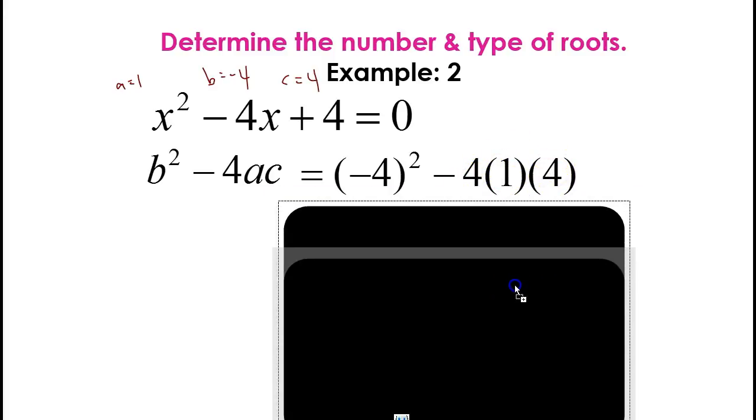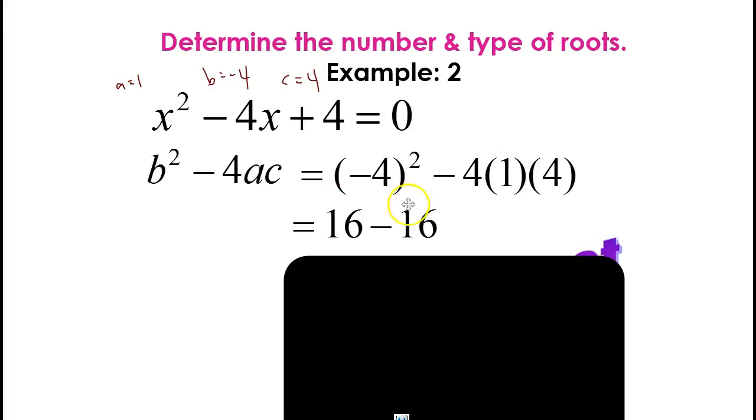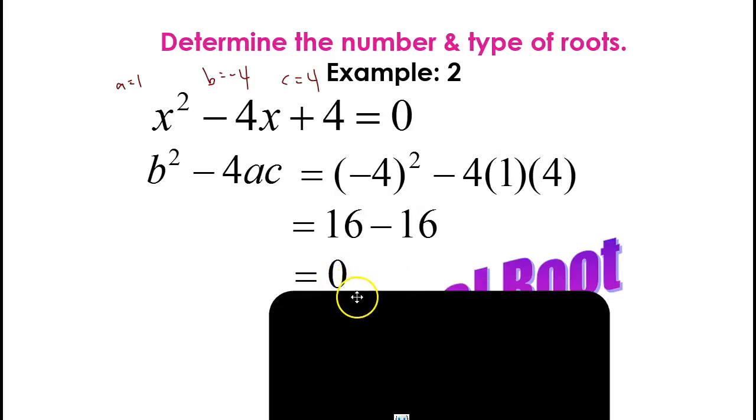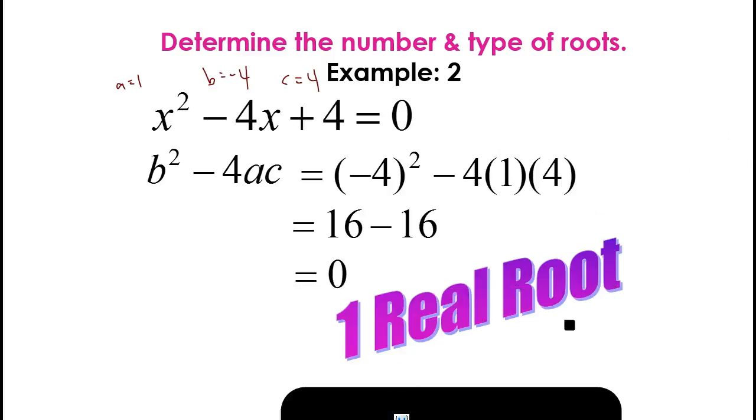But after plugging those in, you can put it all in your calculator at once, or you can do the left part squared. (-4) squared is positive 16. The right part, you just multiply all three of those numbers together, -4 times 1 times 4, to get negative 16. And 16 minus 16 is, well, 0. Well, 0 is that case where it's not positive, it's not negative. So what we have is one real root, and that one real root is technically what we call a double root. All right, so that is example 2.